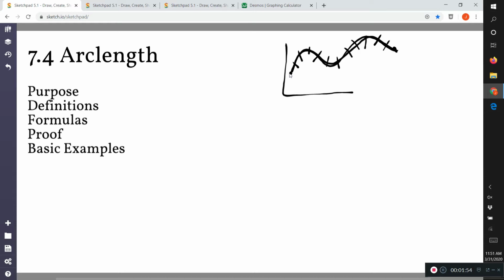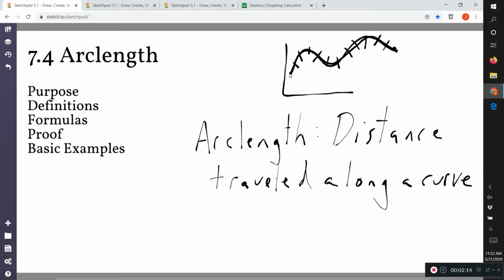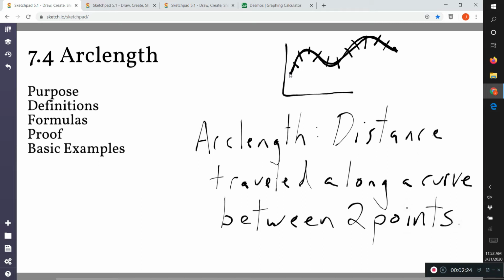So let's start with the definition. Arc length is the distance traveled along a curve between 2 points. All right, so let's go in and look at some formulas for this.